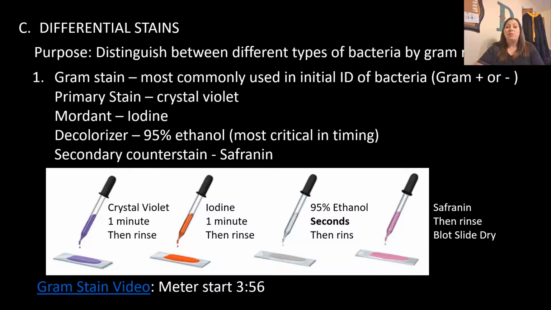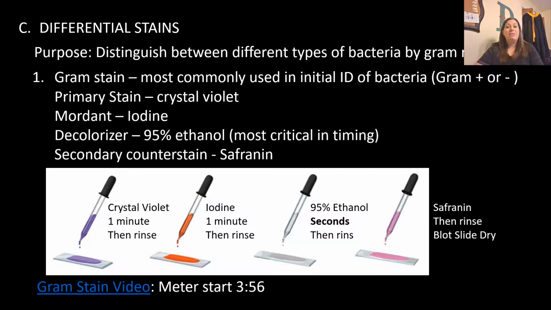You're then going to use what we call a mordant. The mordant in this case is iodine. You'll place the iodine on it, flooding the slide, and you'll let it sit for a minute. Once you've let it sit, you're going to rinse it. Guys, the mordant allows the gram-positive bacteria to take in that primary stain a little bit more and hold on to it. You're then going to use a decolorizer, and guys, this does exactly that. It decolorizes, it takes the color away.